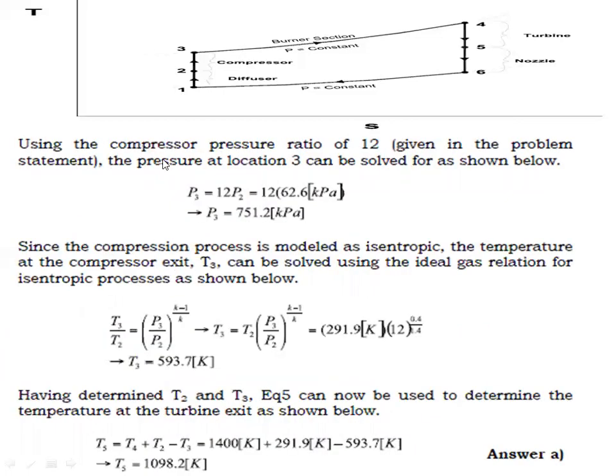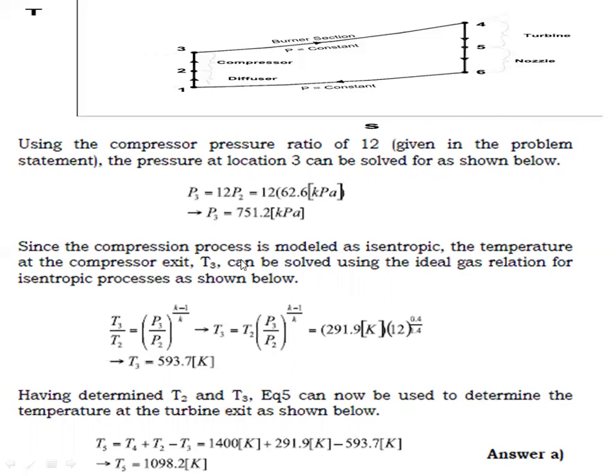Using the compressor pressure ratio, which is given in the problem as 12, that is, P3 by P2 is equal to 12. Once we calculate P2, it is possible to calculate P3, because P3 by P2 is equal to 12. From this equation, P3 is 12 times P2. Therefore, P3 can be calculated as 751.2 kilopascal.